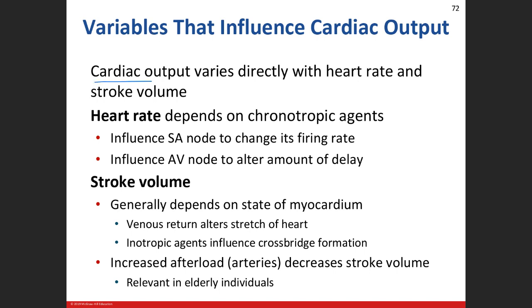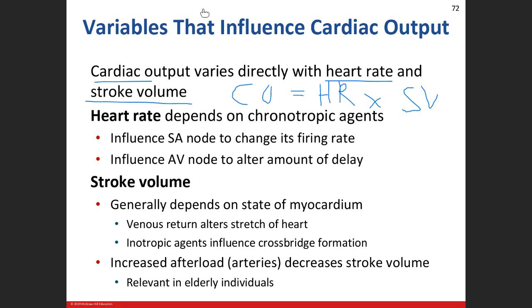Cardiac output is going to be influenced by heart rate and stroke volume. That's that equation, CO equals HR times SV. So when we're talking about the heart rate, we're going to deal with our chronotropic agents here. We're going to influence the SA node and the AV node. We're going to either increase their firing rate, which will increase the heart rate, or we're going to decrease the firing rate or alter the amount of delay, make it longer, so that'll decrease the heart rate.